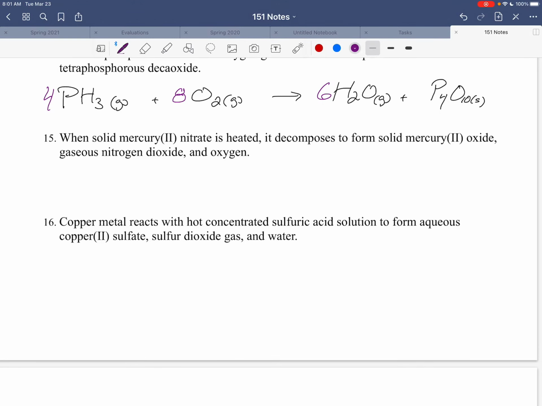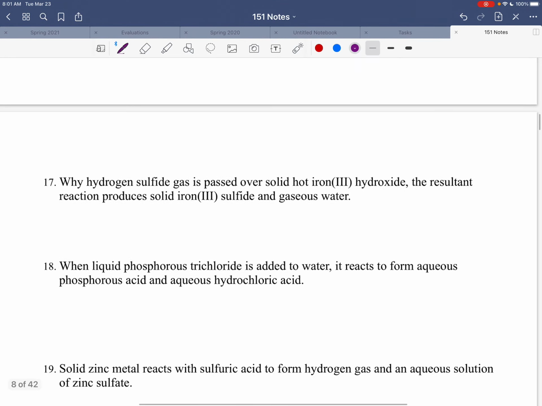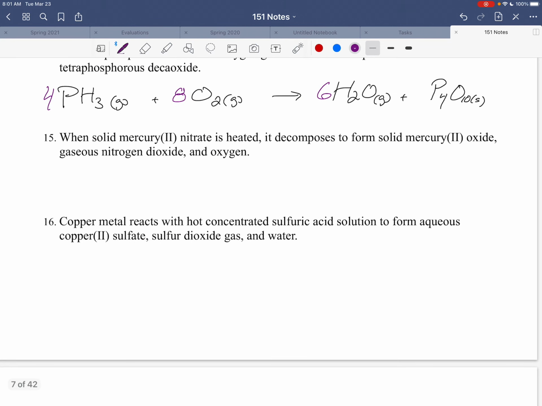Let's do 15 through 20 and knock these out. So in solid mercury(II) nitrate, well, mercury, again, let's just recap. If I'm not quite sure what mercury(II) is, that's Hg2+. What's nitrate? This is why we have to know our polyatomic ions. NO3− is heated. So mercury(II) nitrate would be Hg(NO3)2 solid. It's heated. Throw in the heat.